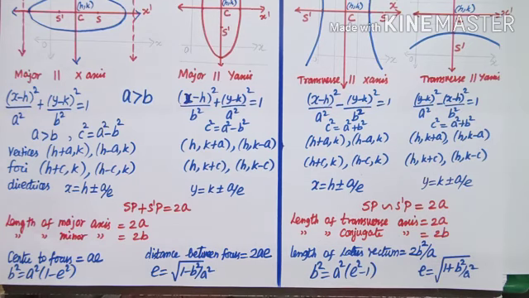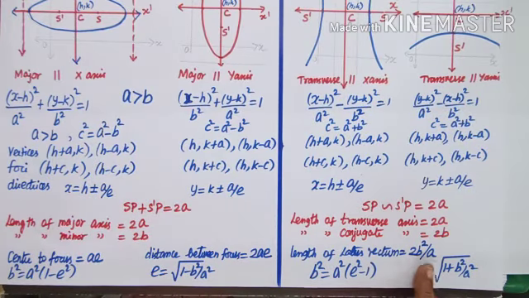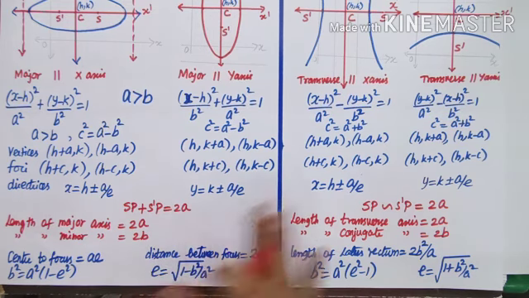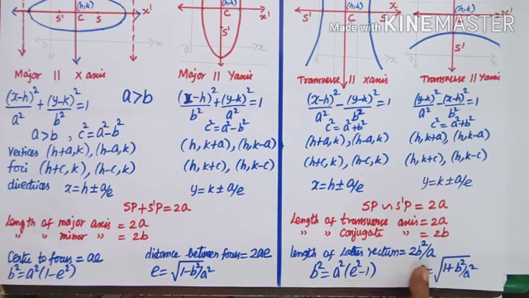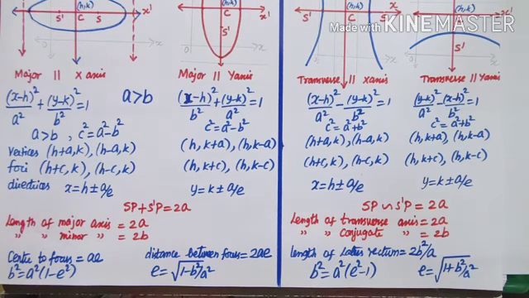Length of latus rectum. It is the same for ellipse and hyperbola and the formula is 2b square by a. In parabola it is 4a. In ellipse and hyperbola the formula is 2b square by a. In ellipse, b square is a square into 1 minus e square, whereas in hyperbola b square is a square into e square minus 1. See, the symbol slightly changes. Here it is below 1, so 1 minus e square. Here it is above 1, so e square minus 1. So these are the ideas that we have to remember for doing the exercise problems.